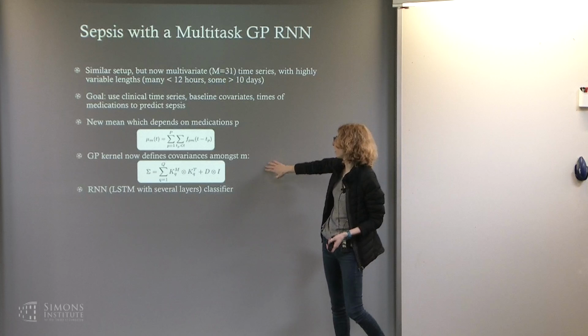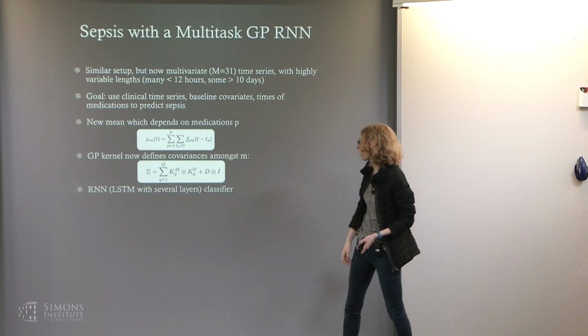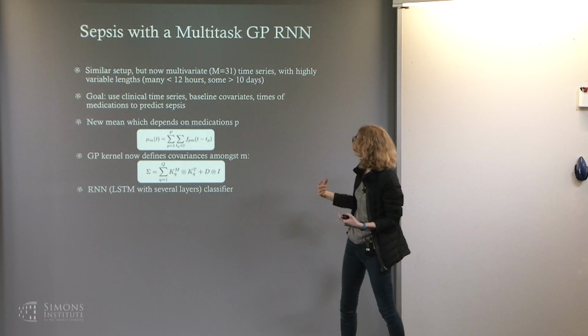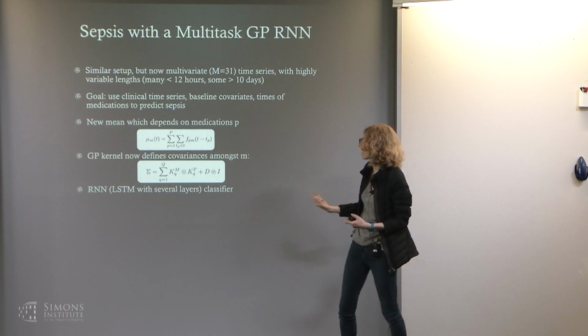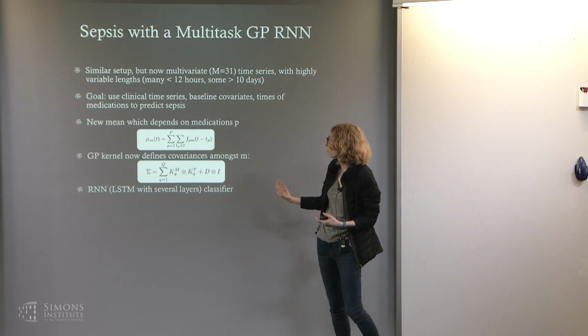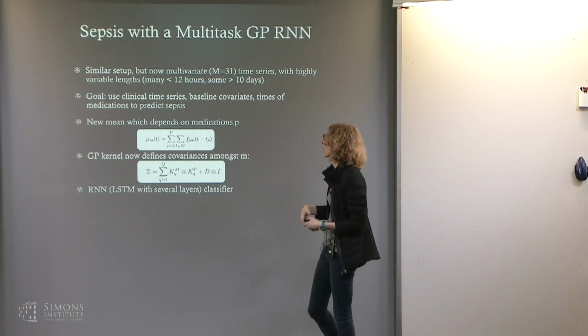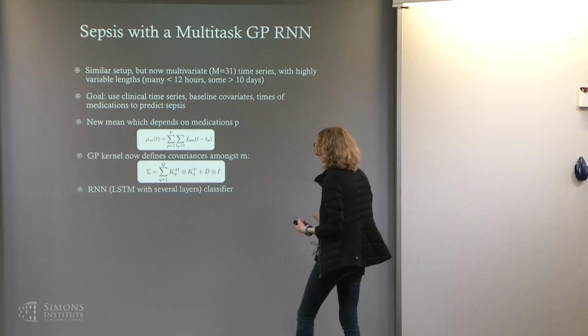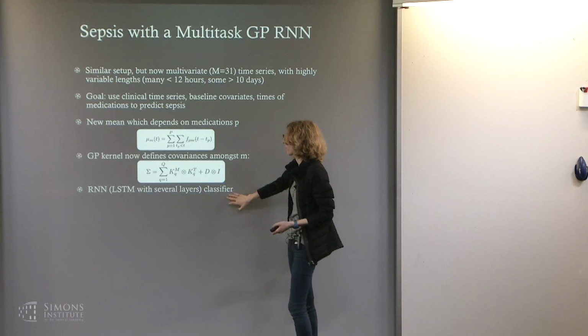So we also redesigned our GP kernel function in order to look at the covariance between all of the time series as well. We use a sum of separable kernels, and then we use a recurrent neural net classifier.